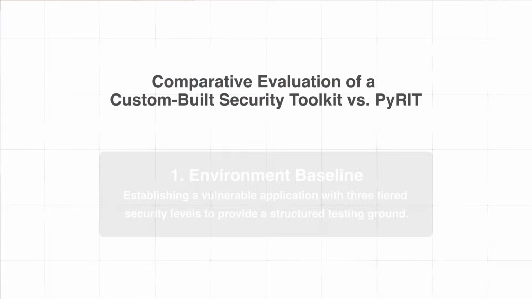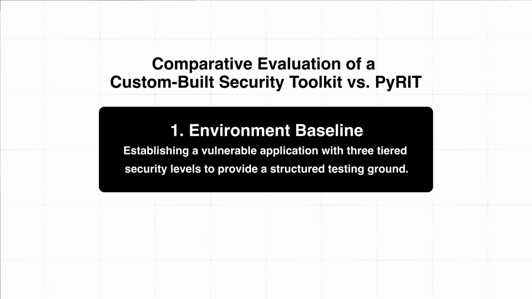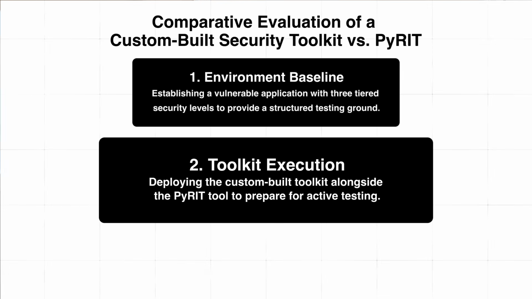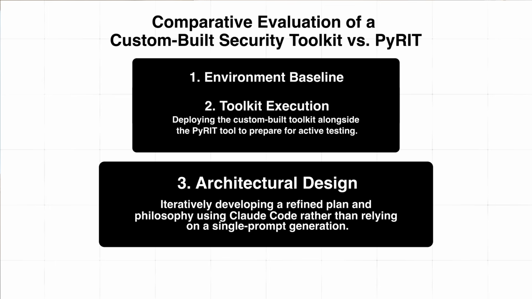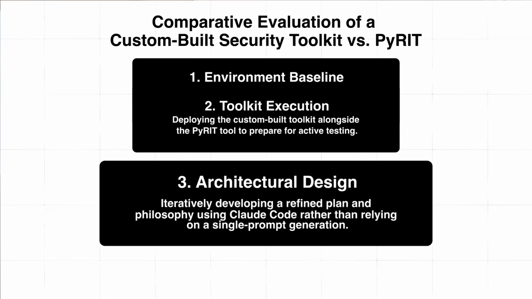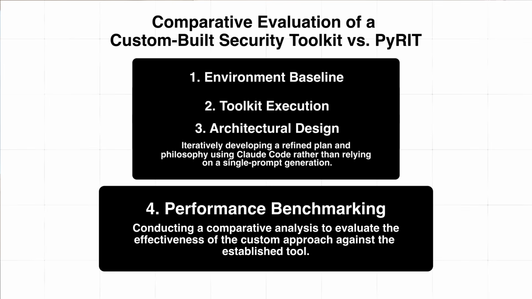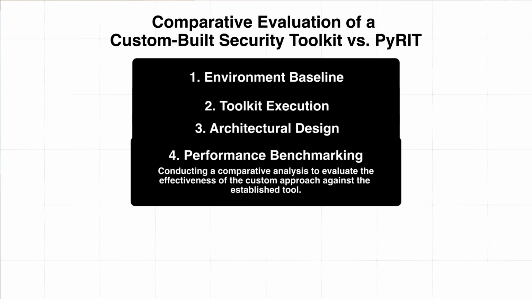To summarize, we set up a vulnerable app with 3 levels of security. We launched both our custom toolkit and we launched PyRIT, and then we did a comparison of the two. Our custom toolkit, we did not create with a single prompt. We worked with Claude Code. We said, hey, we want you to generate the best possible outcome. Give us a plan, give us your architecture, give us your approach. We tweaked that approach and the plan, and only when we were very happy with the overall approach and philosophy and architecture did we go ahead and say execute it.